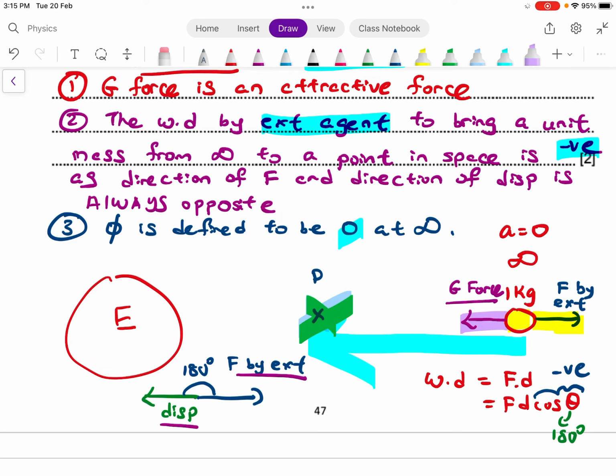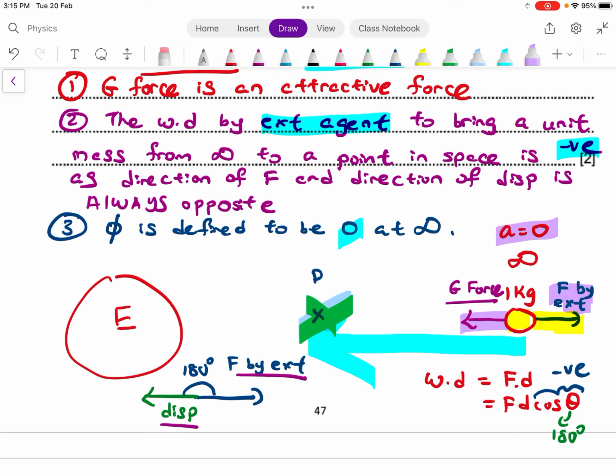The acceleration of the mass does not change, meaning a is equal to 0. That means there shouldn't be any resultant force acting on this 1 kg mass. So that's why my force by external agent must point towards the right hand side, while I want to displace the 1 kg mass to the left hand side. So of course you can see my work done.